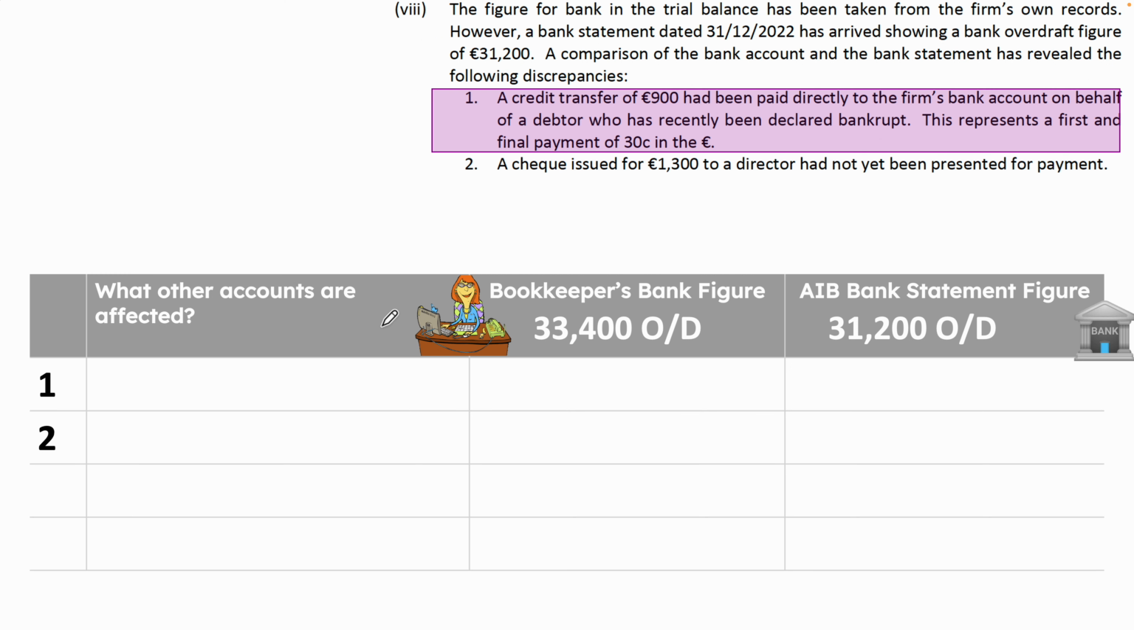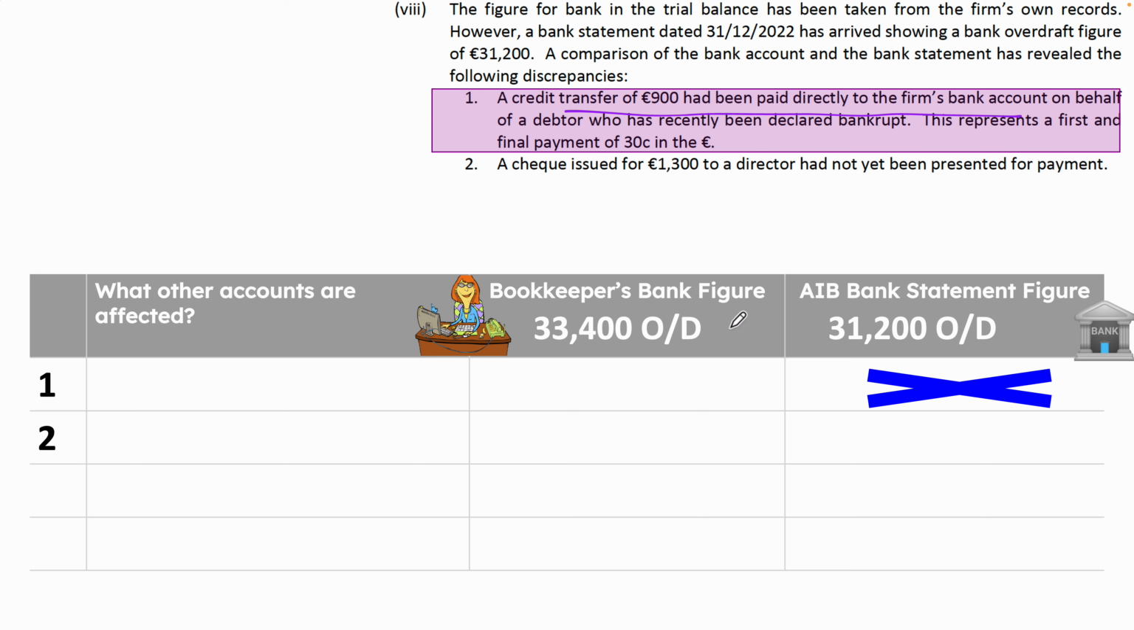So looking at the first one, it says a credit transfer of €900 had been paid directly into the firm's bank account on behalf of a debtor who has recently been declared bankrupt. This represents a first and final payment of 30 cents in the euro. Okay, so we have to think about which bank figure this is going to impact. Is it going to impact the bookkeeper's bank figure, or is it going to impact AIB's bank figure? Now, credit transfer being paid directly into the firm's bank account, AIB will definitely have known about that first because it got paid into them, okay?